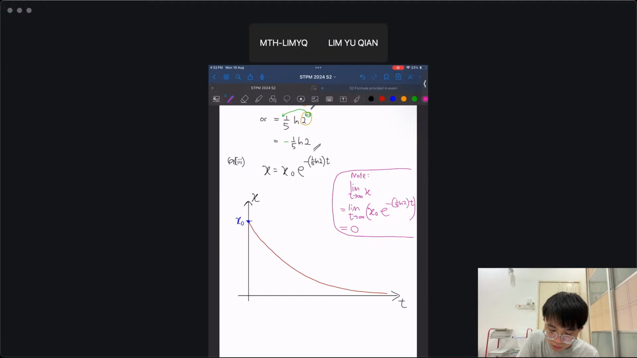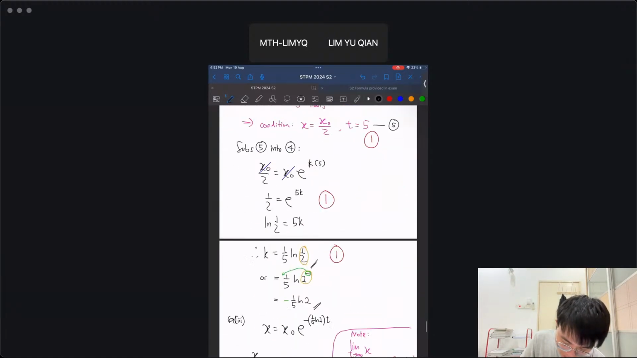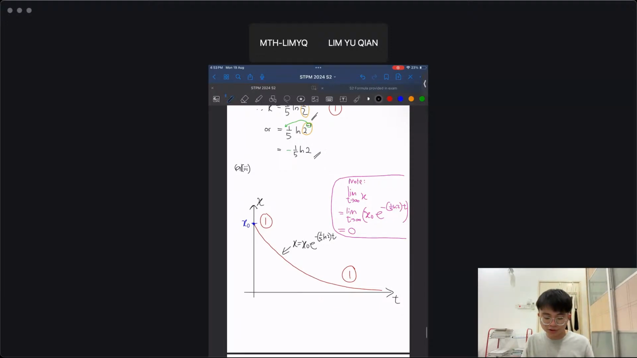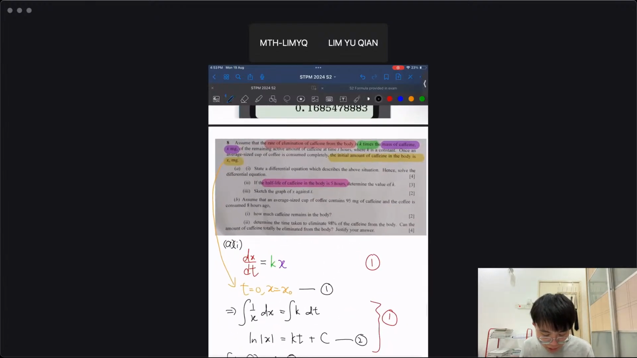Now, the two things: of course, you must have the shape of the graph and it shows something like an asymptote. Another part is you must have this label. Graph of x against t. No problem, just like that only. If you want to label x equal to x naught e to the negative 1 over 5 ln 2 t, just label the name only over there. So one more mark, 4 marks. Okay, let's go to part B.